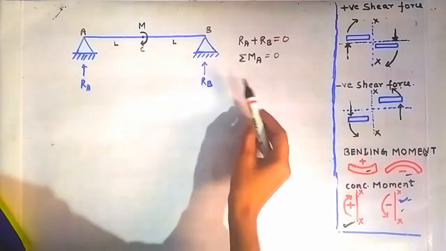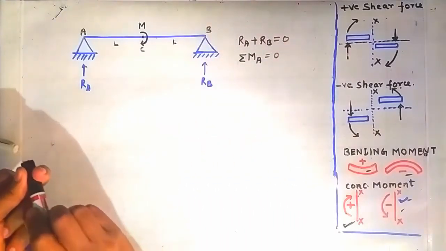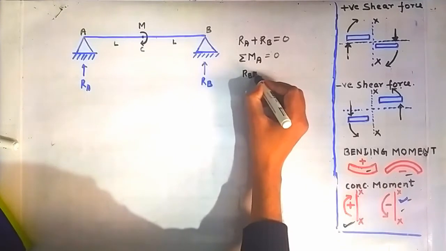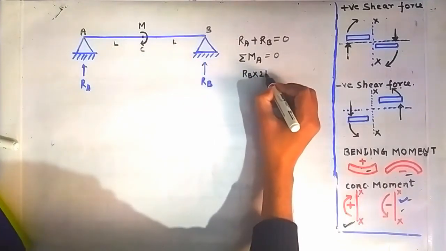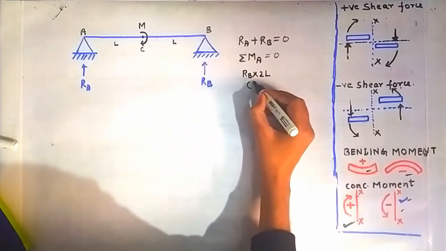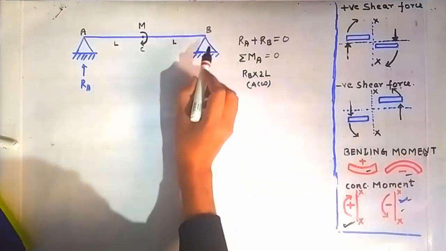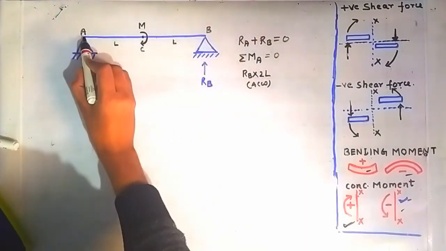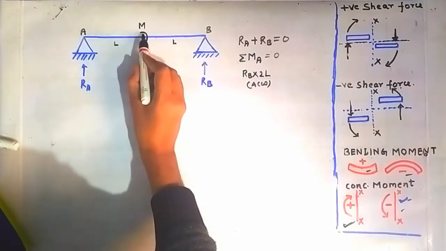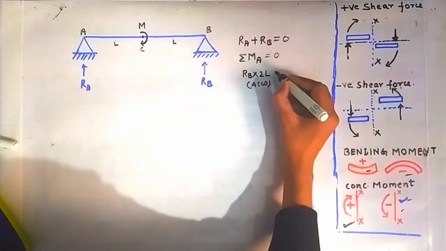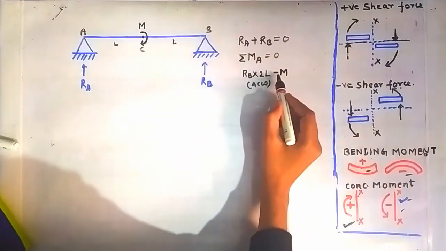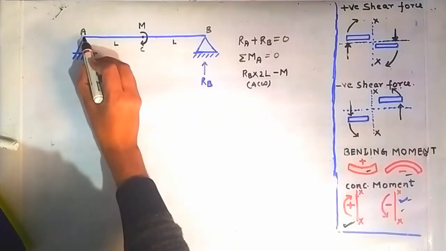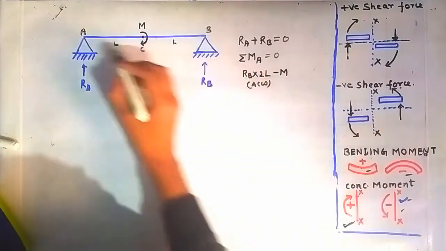Now because of this vertical load, there will be a moment about this point A of magnitude RB into this distance L plus L, that is 2L, and it is going in which direction? Anti-clockwise direction. Why? Because this RB is rotating this beam AB in anti-clockwise direction about the point A, and because of this there will be a moment of magnitude minus M about this point A, which is trying to rotate this beam AC in clockwise direction about the point A.